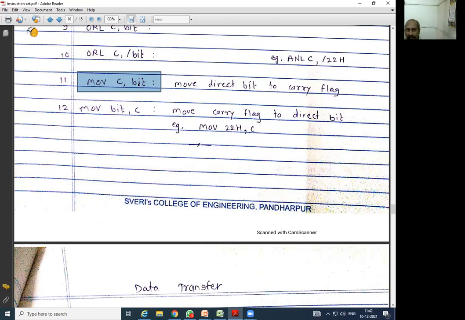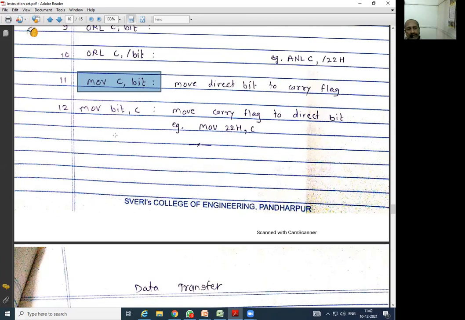Here, for the bit we can write only 0 or 1, these two digits. Otherwise, if you write something like 3, 4, 5, 6, it will not take it and will give an error here. So MOV C, bit directly sets or resets the carry flag.